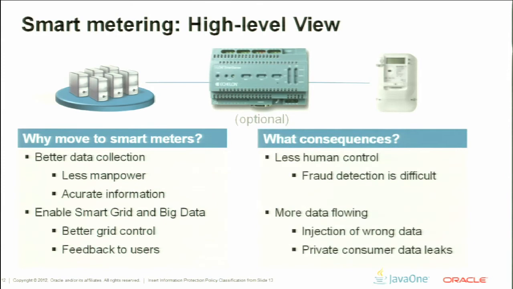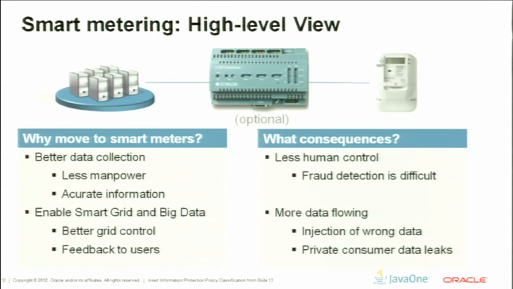But there are some consequences. If there is less manpower, then in some cases fraud detection will be difficult. If somebody puts a cable that goes around the electric meter, it's not that easy to do, but if somebody comes to look at the meter once every few months, they will see this. If nobody ever comes to look at the meter, some cheaters may go on for a long time before anything is detected.